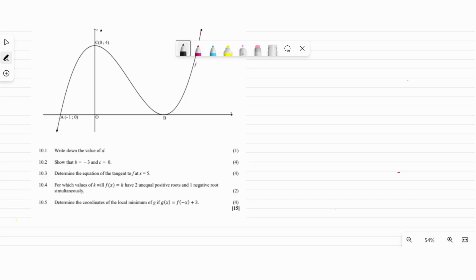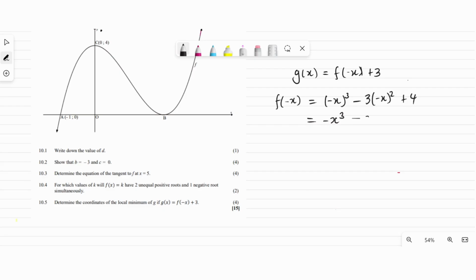Then the last question says, determine the coordinates of the local minimum of g of x if g of x is equal to f of negative x plus 3. So we know that g of x is equal to f of negative x plus 3. So we need to find f of negative x, right? So that's going to give me negative x cubed minus 3x squared plus 4, from the original f of x, where now inside I'm going to put negative x. So that's what I did. Then when I simplify, this is going to be negative x cubed, minus 3x squared, plus 4, right?